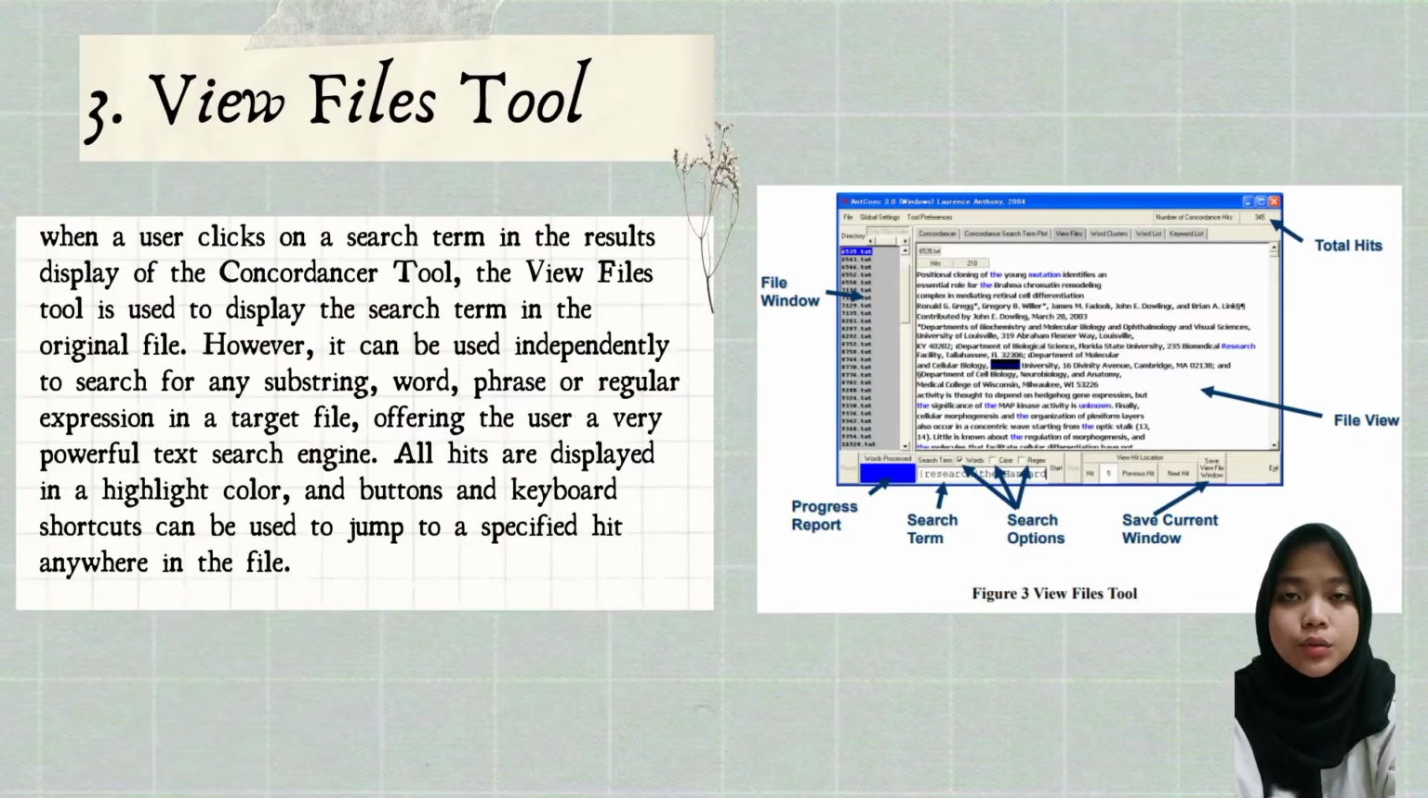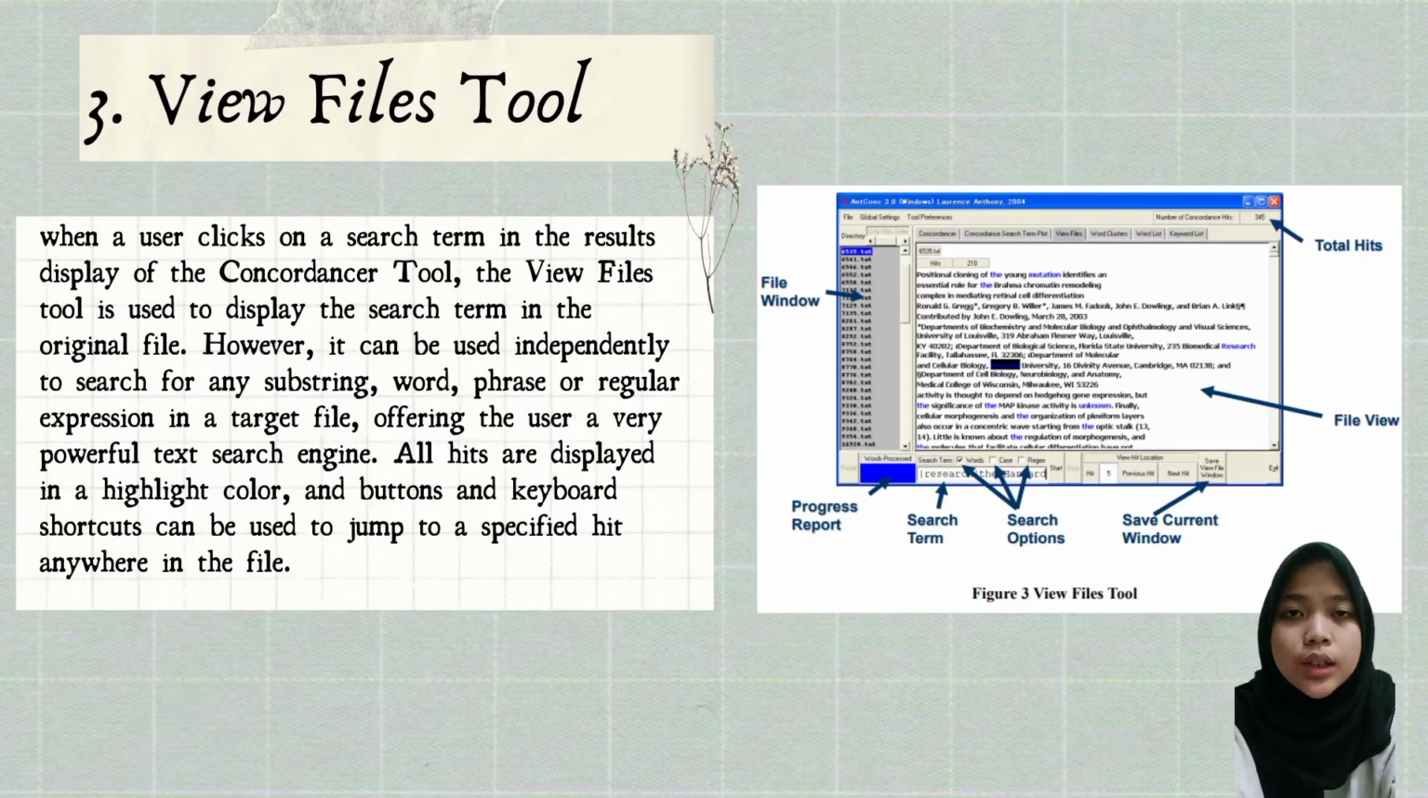Next, View Files tool. The View Files tool of AntConc is shown in figure 3. When a user clicks on a search term in the result display of the concordancer tool, the View Files tool is used to display the search term in the original file. However, it can be used independently to search for any substring, word, phrase, or regular expression in a target file, offering the user a very powerful text search engine.